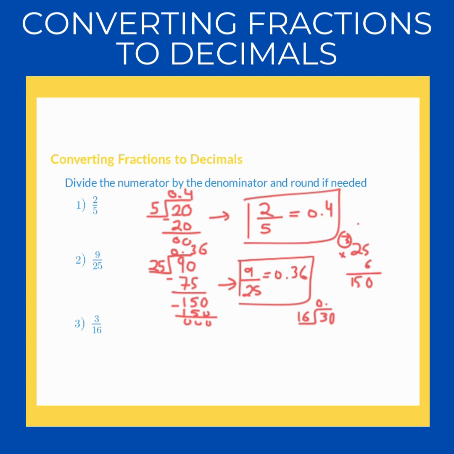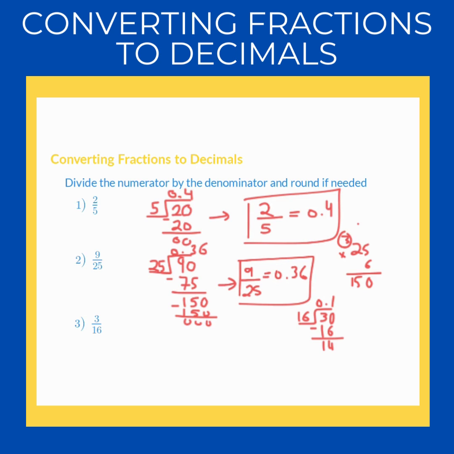Now, if I try 16 times 1, it's clearly 16. If I try 16 times 2, it's 32. I can't pick 2 because 2 times 16 is 32, and 32 is bigger than 30, so I have to pick 1. So 1 times 16 is 16. Now I subtract. 30 minus 16 is equal to 14.